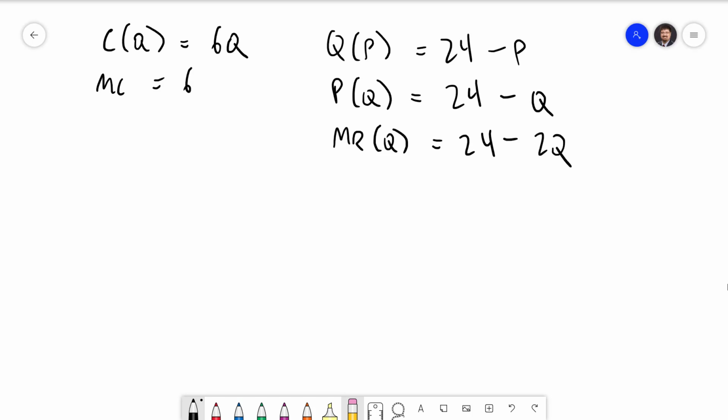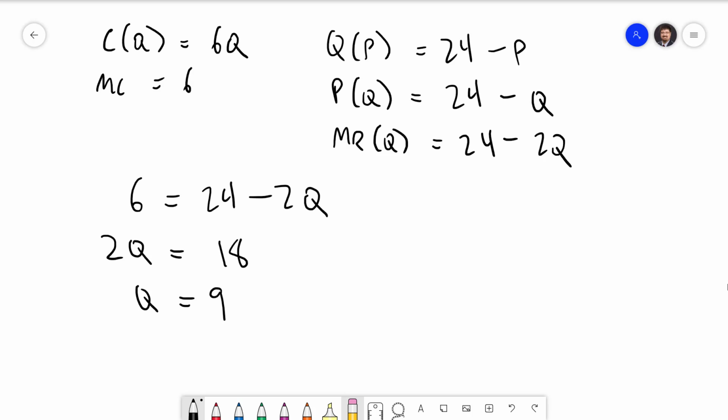In the previous set of videos, I showed how to do this using calculus, but for now, I'm just going to use the shortcut. The basic way that monopolies maximize profit is by producing the quantity where marginal cost equals marginal revenue. So I set those two things equal to each other and then solve. I'll add 2Q to both sides and subtract 6 from both sides, and then divide both sides by 2 to get a monopoly quantity of 9.